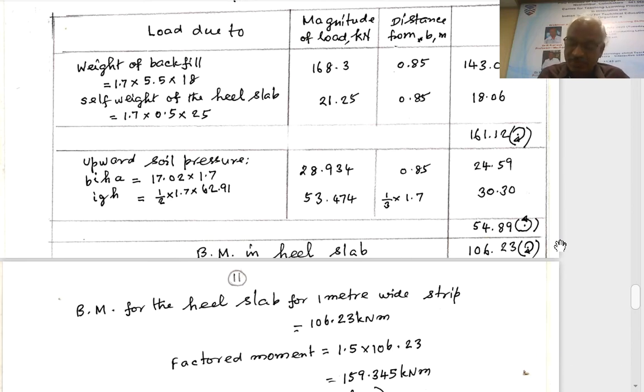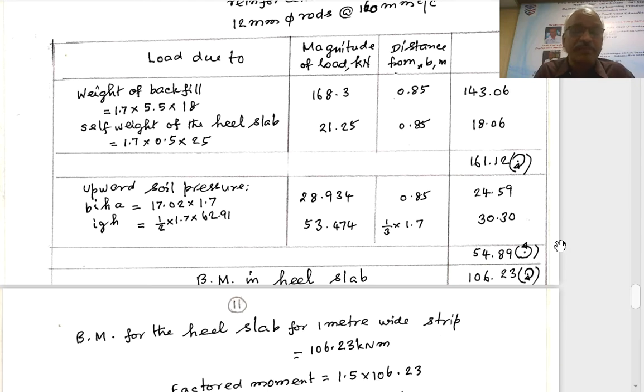Coming to this table, the load due to the backfill is 1.7, the length of the heel, into 5.5 into 18, the unit weight of earth. That is very important. When we take moment about the point B, the distance is 0.85. So force into 0.85 will give you a moment equal to 143.06. And this will be a clockwise moment, because the earth load is acting downwards and the point B is to the left at the fixed end.